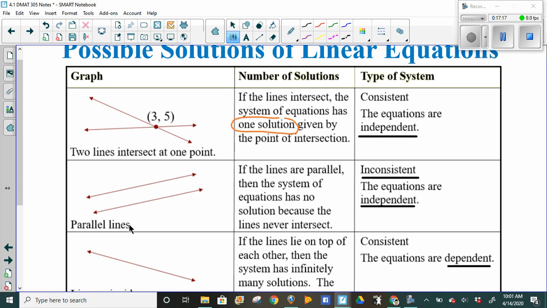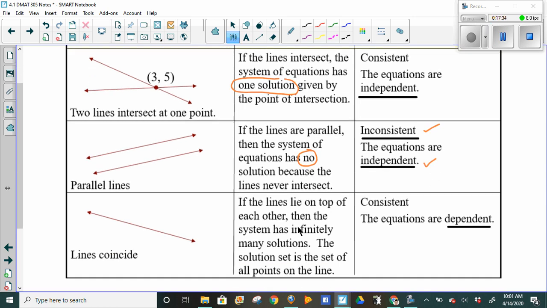Parallel lines, if they are parallel, then there is no solution. They're inconsistent because there's not at least one, but they're still independent because they are distinct lines. And then if the lines coincide, meaning it's the same line, then they have infinite solutions, which makes them consistent because there's at least one, but the equations are dependent because it doesn't make up distinct lines. There's only one.